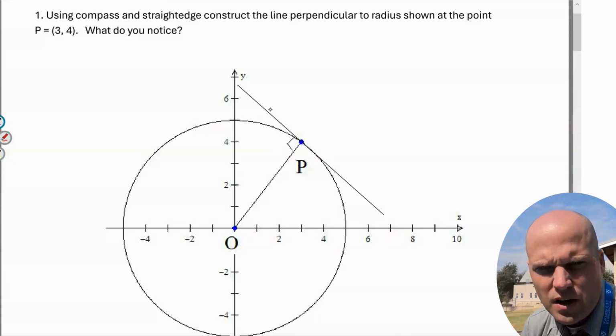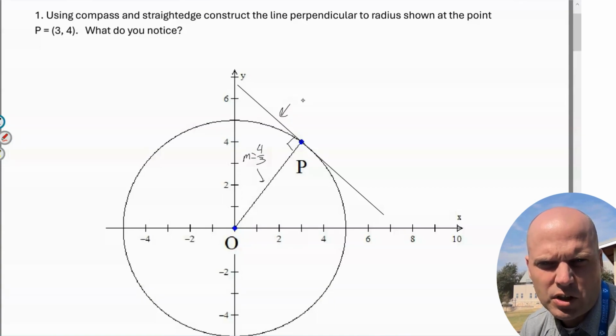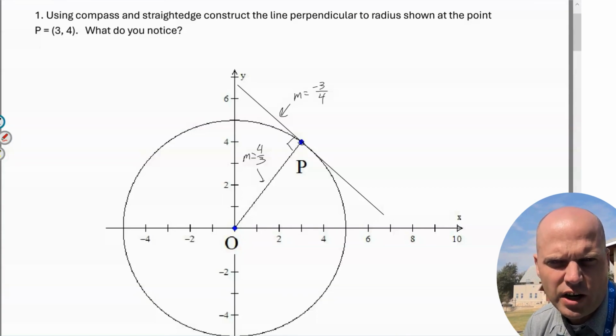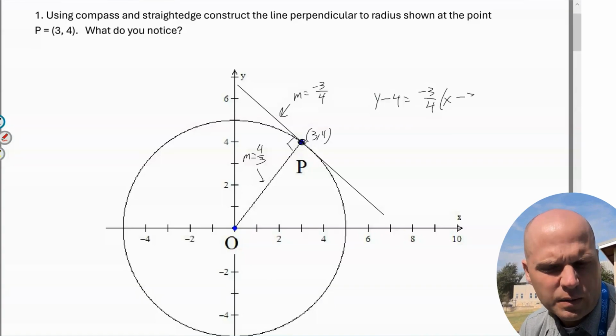So if we were to understand that this slope was up 4/3, then this slope of this tangent line would be -3/4, and they share this point, (3, 4). So the equation of this tangent line, since it has this point (3, 4), would be y minus 4 equals this opposite reciprocal slope, times x minus 3.